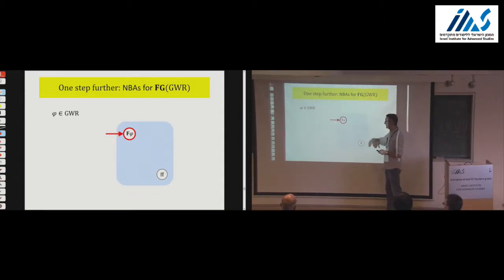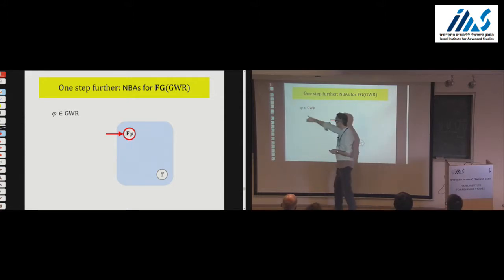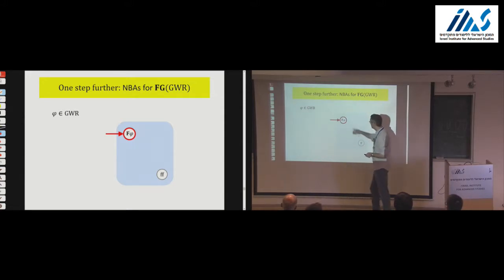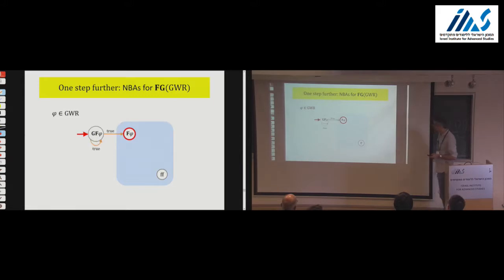So what about constructing a DBA for, let's consider this dual. DBA or NBA. Okay, let's construct an MBA first, for the fragment FG and then GWR. Well, if you have that, actually, there is a typo here. If phi is a GWR formula, then G phi is also a GWR formula, and then you are going to have an MBA for it, or even a DBA for it. And the DBA is going to have the only non-accepting state be false.